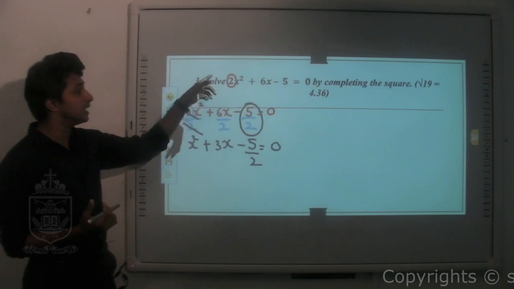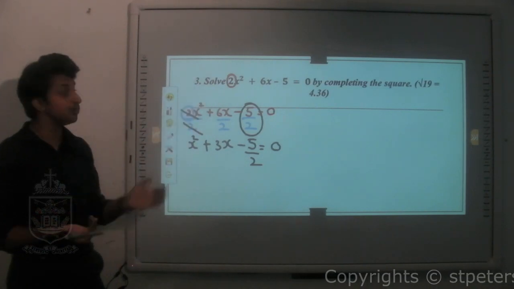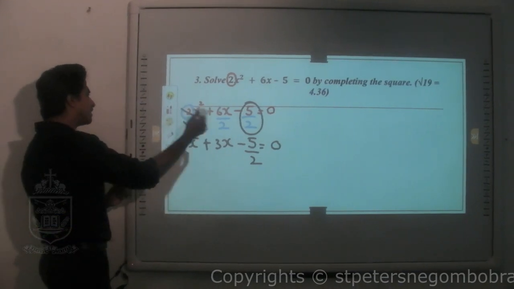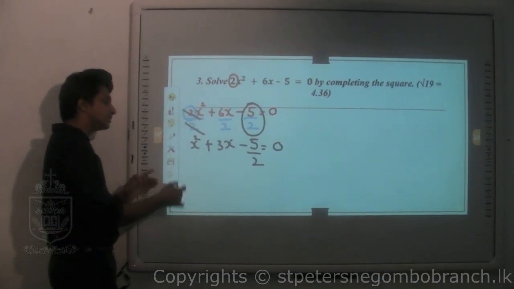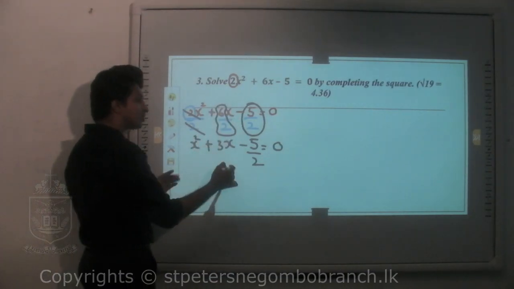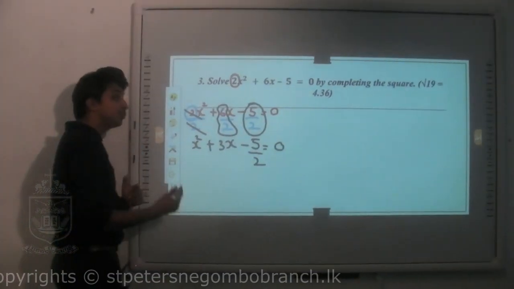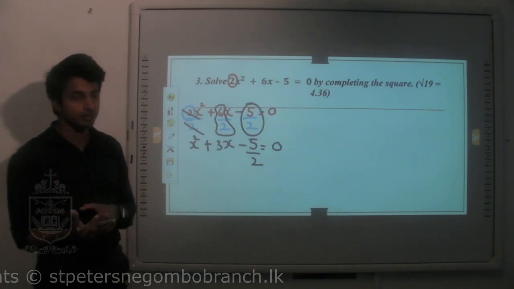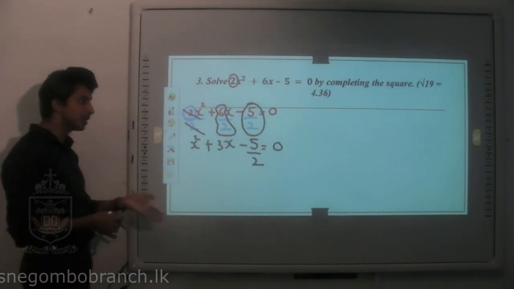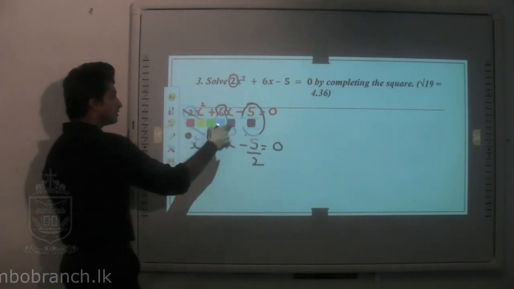If you get a number in front of x squared value, you have to divide the entire thing by that number. So now I divided everything by 2, so 2 will cancel in the first part. Here 6 divided by 2 will become 3, that is also done, minus 5 divided by 2 you cannot divide, you won't get a whole number, so I keep it as it is. Now the normal steps are done, you can move on with the normal procedures.